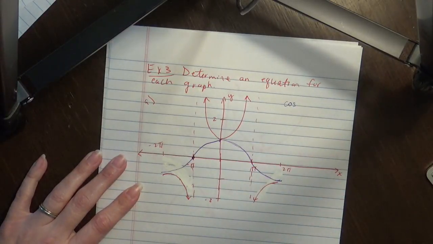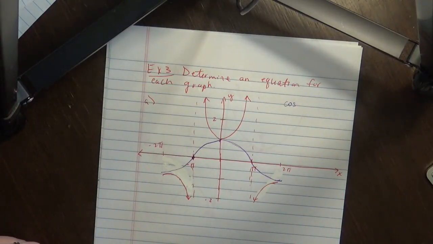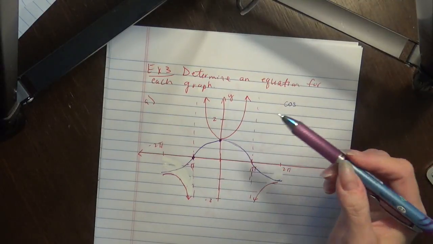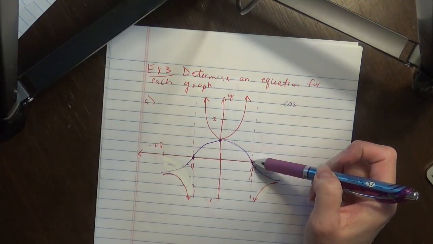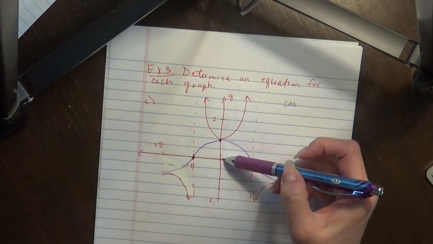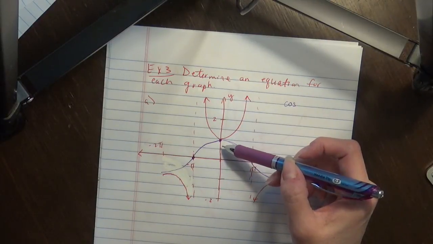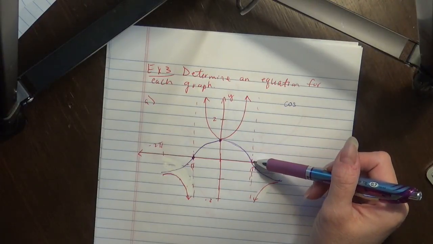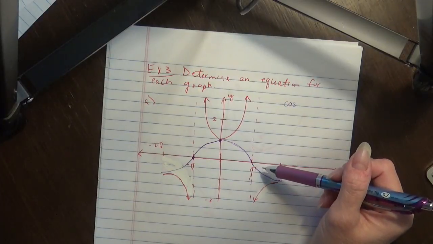Now, do we have any type of shifting? Are there any changes with the period? I don't see any shifting, and I also do not see any vertical stretching because this is occurring at 1. So when x is equal to 0, cosine of 0 is 1, so that's correct. And when x is equal to pi, cosine of pi is 0, so that's looking good.